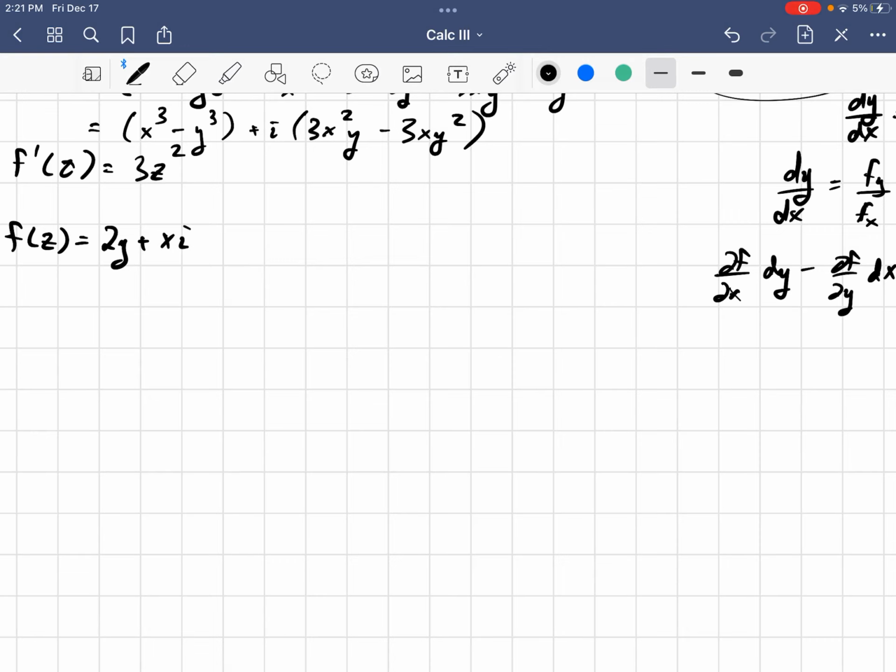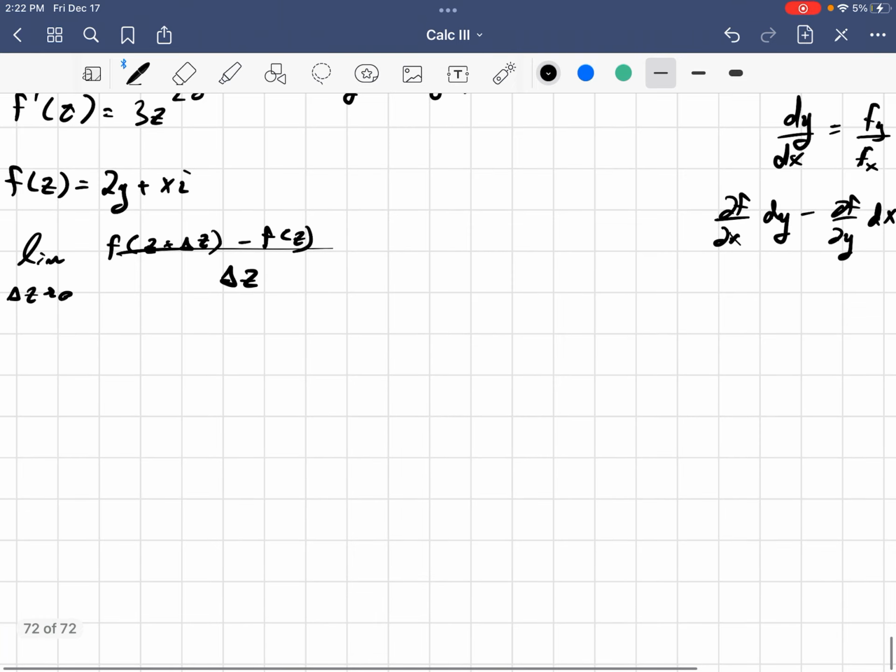Because z is really x and y, so this notation makes sense. Now we want to check the limit as delta z goes to 0 of f of z plus delta z minus f of z, all over delta z. We want to check that this limit is the same for all possible paths as delta z goes to 0, or if we're trying to show that it does not exist, we just need to show that any two paths don't give the same value.